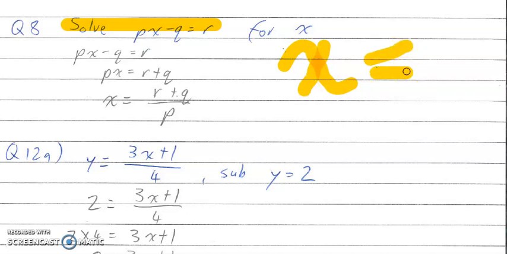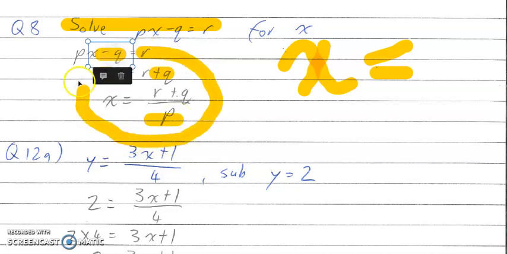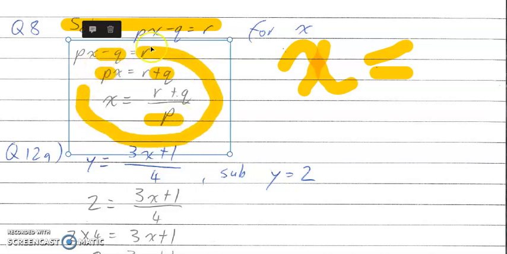So, the first thing I did was I moved this q over to the other side. The opposite of this negative q would be positive q. The next thing I did, well, I needed to move the p over. Remember, my goal is to get x on its own in a statement that says x equals. So, at the moment here, this p is being multiplied by x. So what is the opposite of multiplying by p? Well, that's dividing by p. So my final statement is x equals r plus q divided by p.